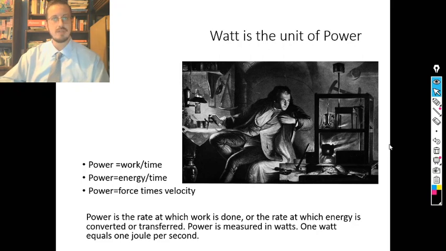Watt is the unit of power. So power is the rate at which work is done, or the rate at which energy is converted or transferred. And we measure power in watts.